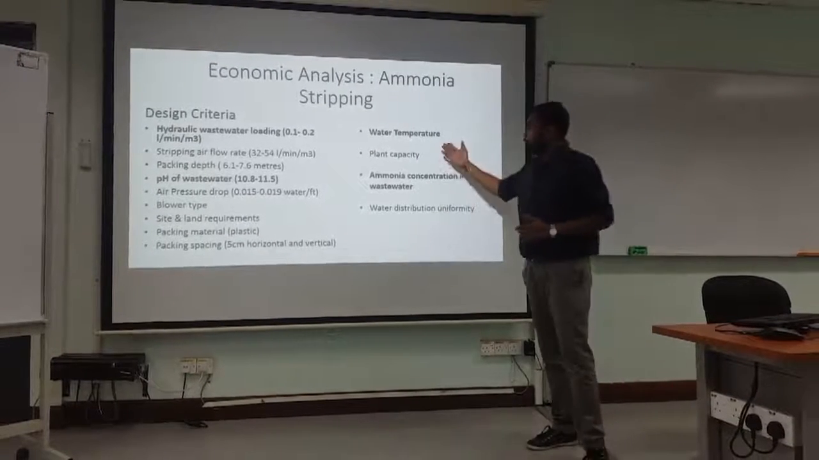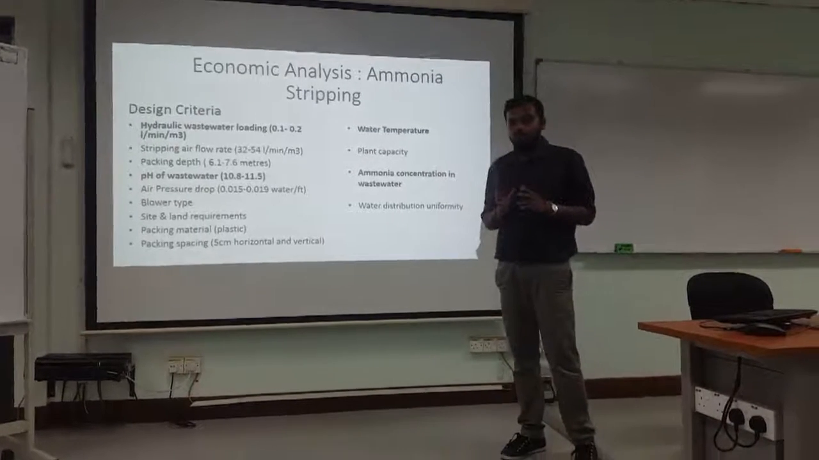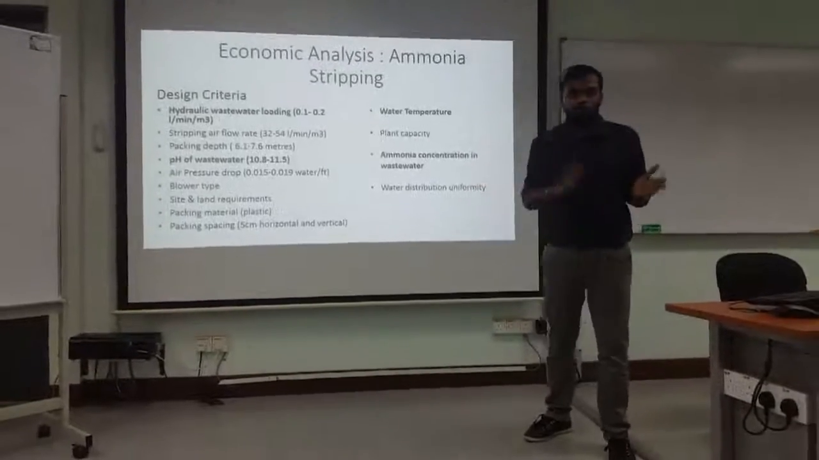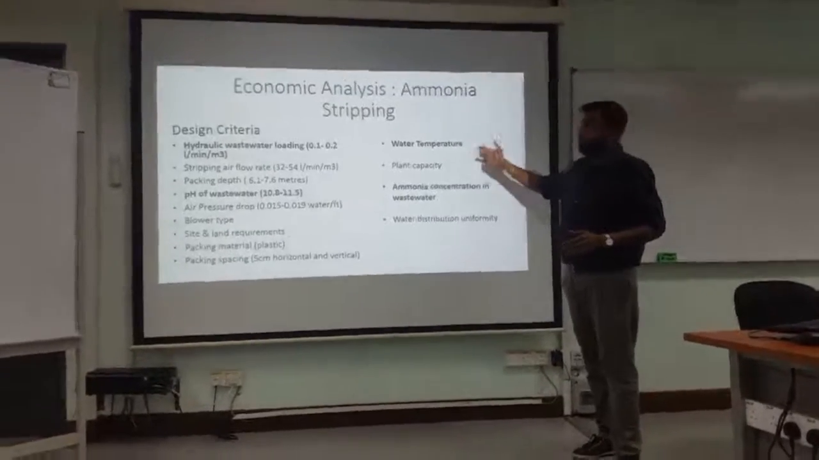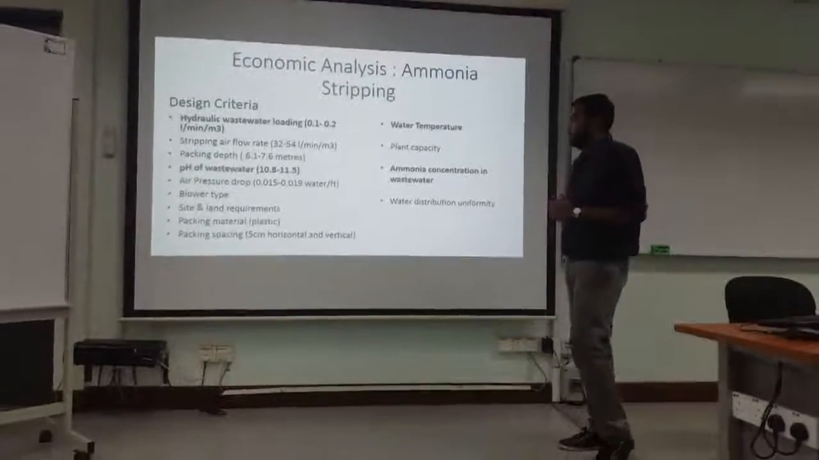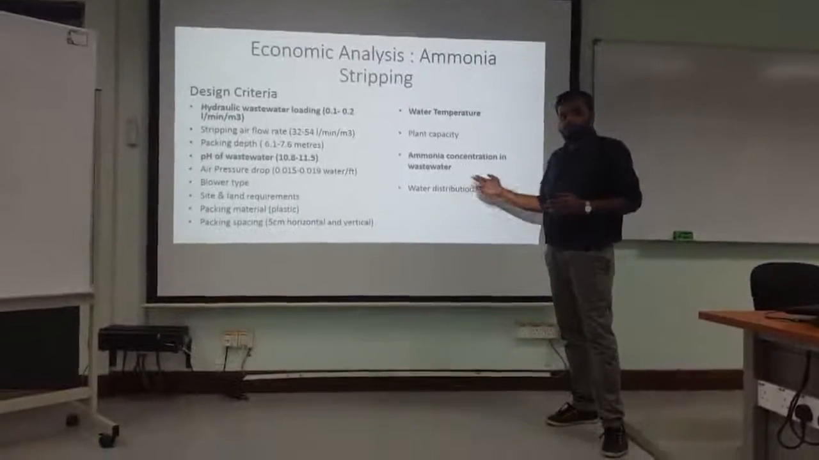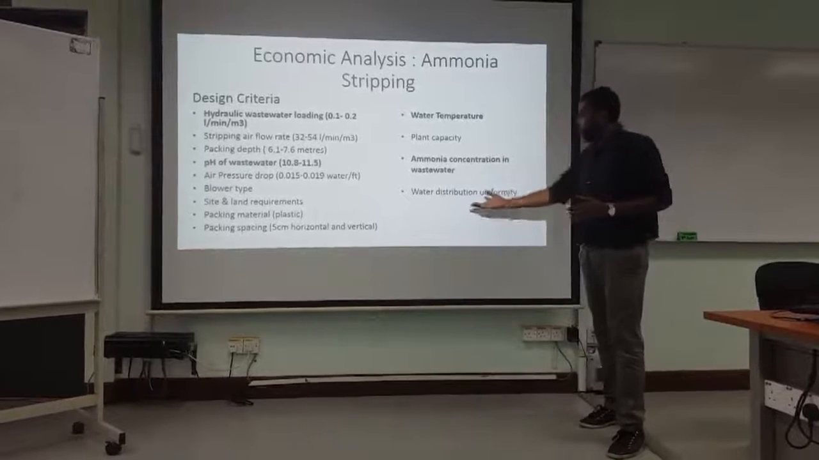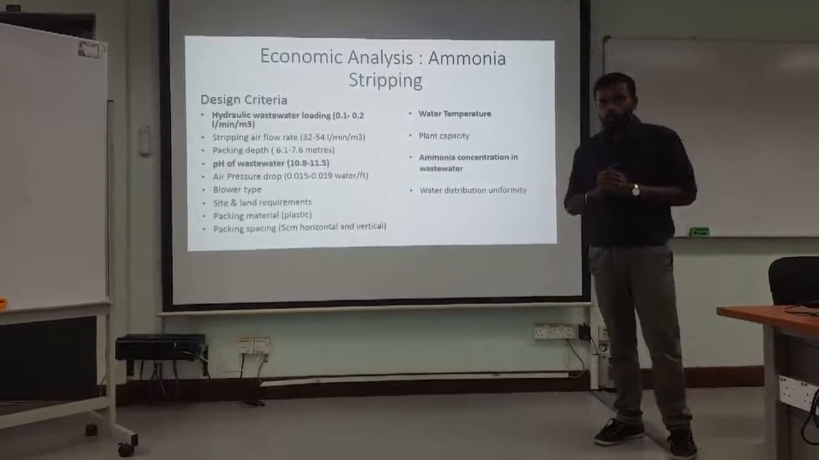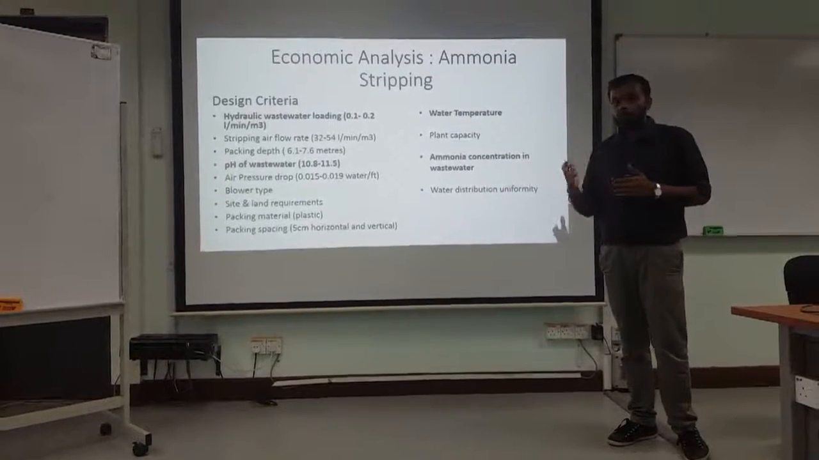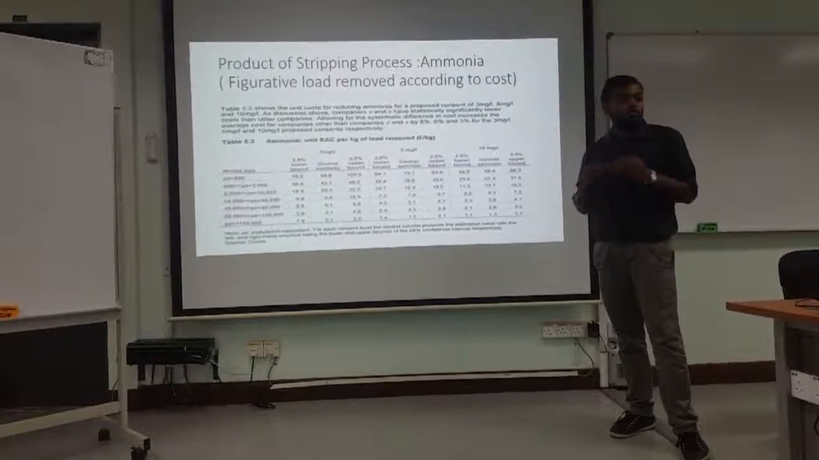Next is the water temperature, which also should be optimum. Different industries use different temperatures, but for ammonia stripping, the water temperature will affect the cost of the air stripping column. Second, the plant capacity and the ammonia concentration in wastewater. And the last one is the waste distribution uniformity. All these design criteria affect the cost of the air stripping column. Next we will find out the product of the stripping process, which is ammonia.